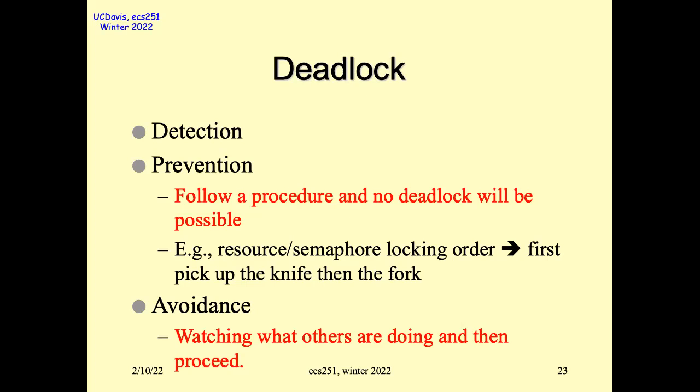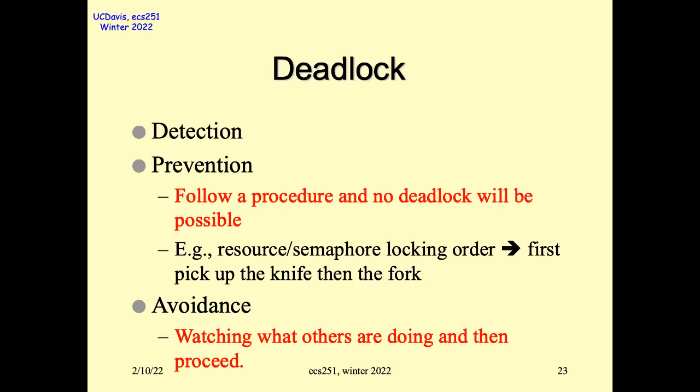It's called deadlock prevention. What is an example of deadlock prevention? For example, a traffic light. If it's a red light, you stop. Green light, you move. You don't worry about whether there is a car or not. You just follow the procedure, and nothing will happen. Okay, so that's basically deadlock prevention.